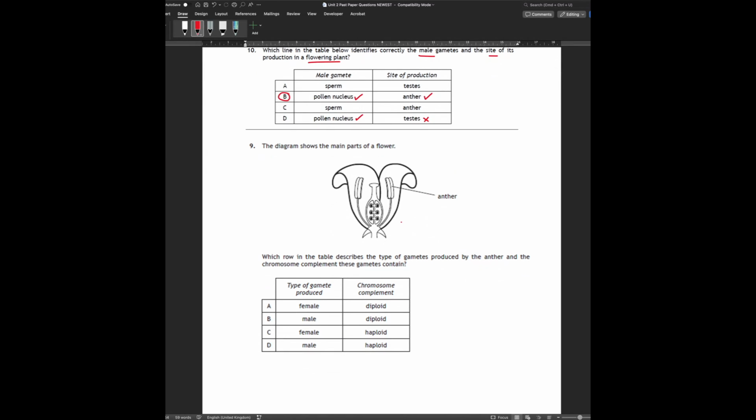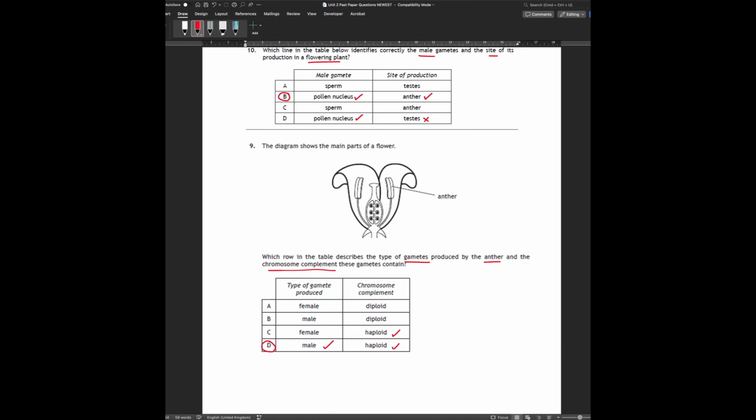We'll look at one more example here in the multi-choice. The diagram shows the main parts of a flower. Which row in the table describes the types of gametes produced by the anther and the chromosome complement that these gametes contain? Before I even look at that question, I'm already thinking chromosome complement for gametes, that's going to be haploid. That's something I suggest you go away and memorize, because if you know that straight away, this question becomes very easy. And then what's the type of gamete that's produced by the anther?